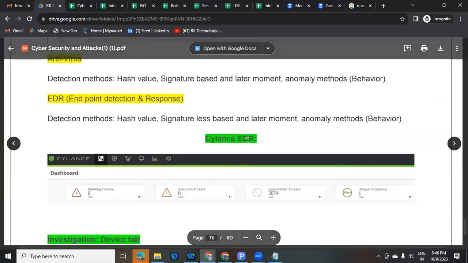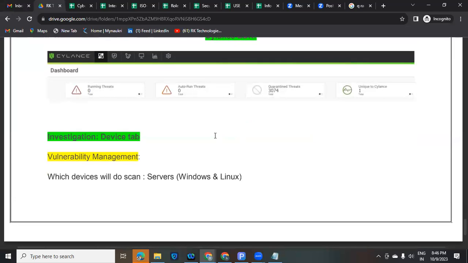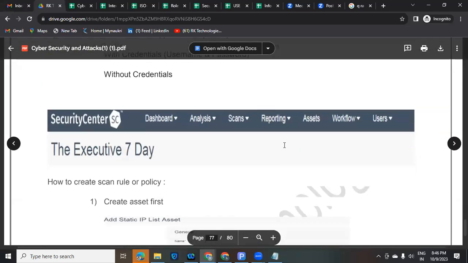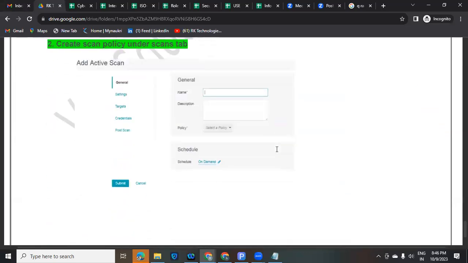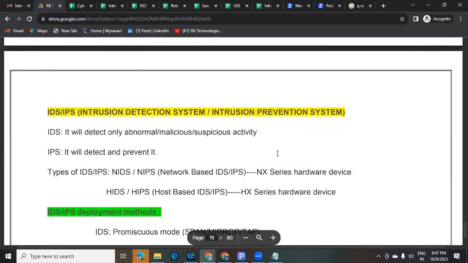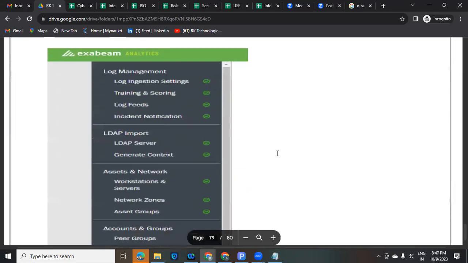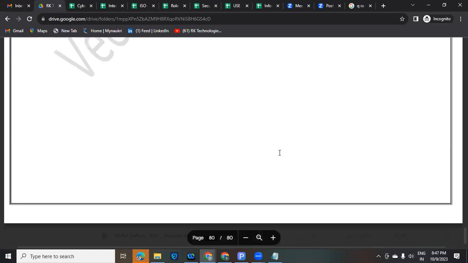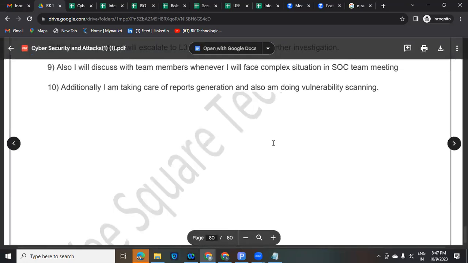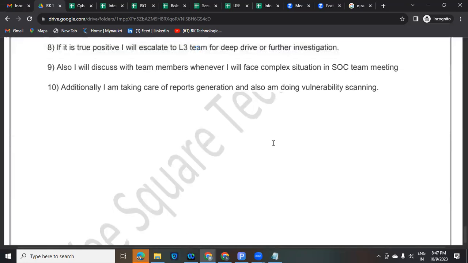And for the antivirus, at that time I was teaching Symantec. So the Symantec dashboard. And finally, Security Center, it's for the Nessus tool. This is how to create a scan policy and scan rule. And at that time I was teaching Exabeam, so it's the Exabeam tool. So that is about the overall document, what to read and what you should not read. Is it clear?